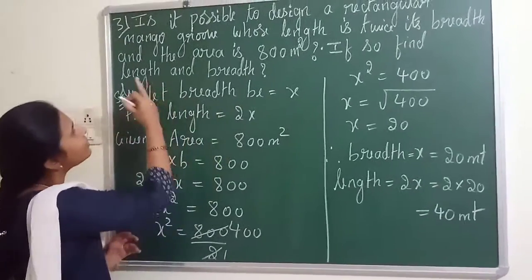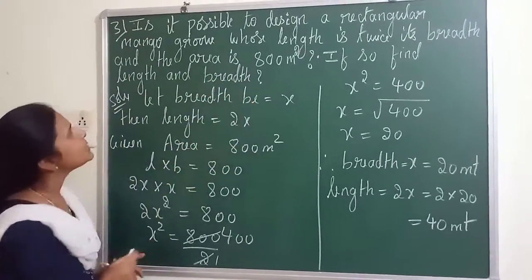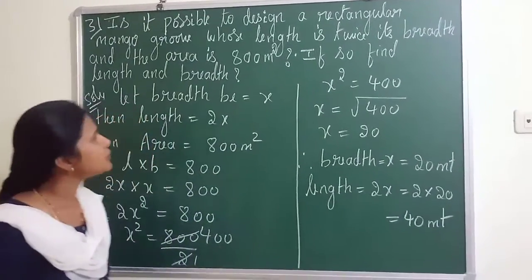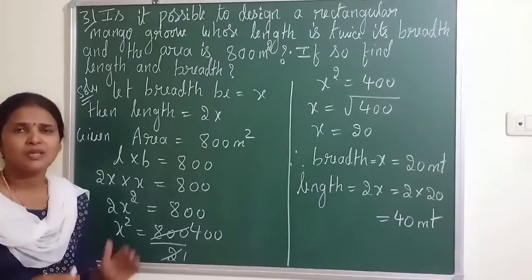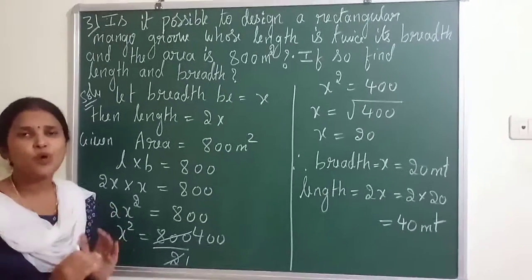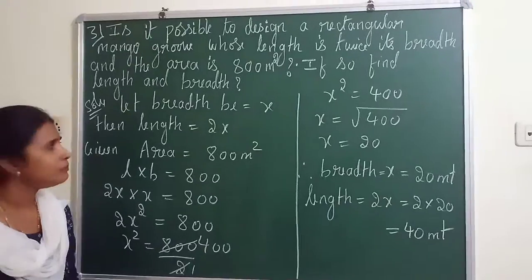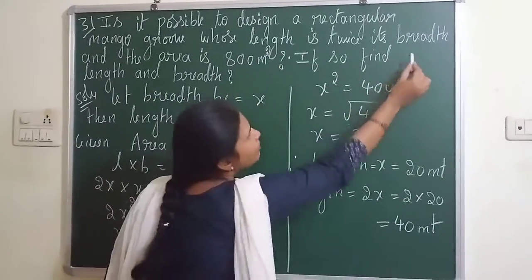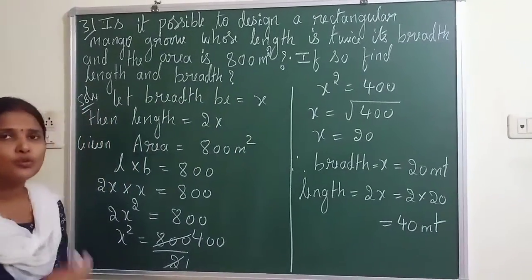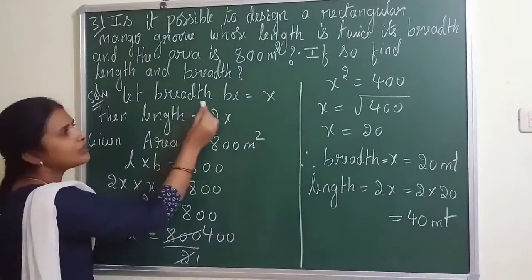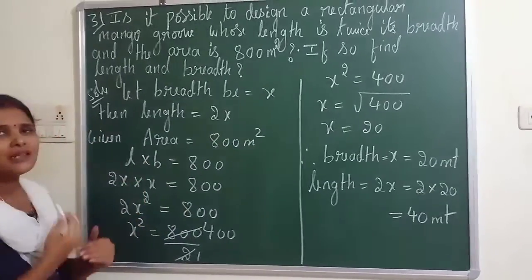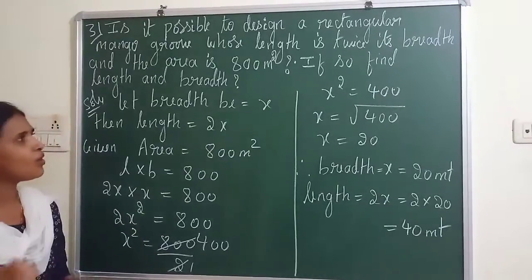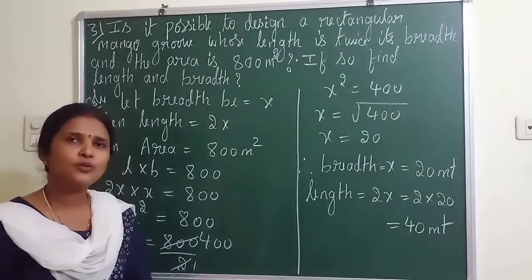Situation: design a rectangular mango grove whose length is twice its breadth and the area is 800 meter square. If so, find length and breadth. Means if the situation is possible, then only we have to find the length and breadth. So here you can see the length is depending upon the breadth. So we have to assume breadth first. Therefore, let the breadth be x. Then what is length? Length is twice its breadth. So it becomes 2x. So I got breadth as x and length as 2x.